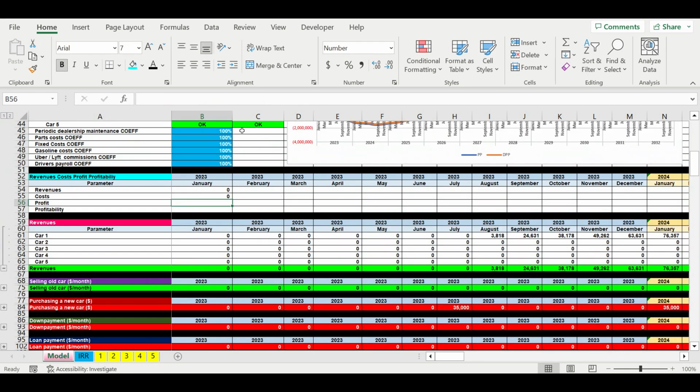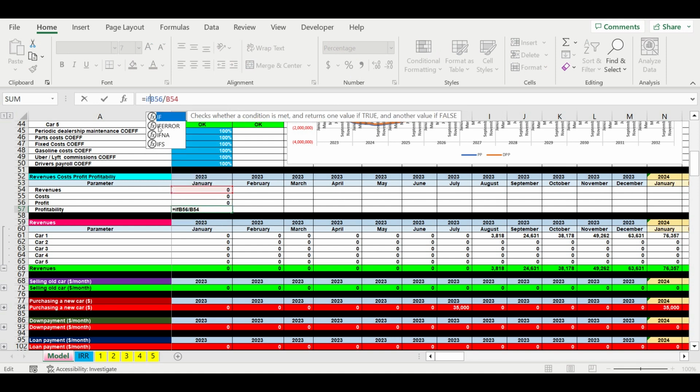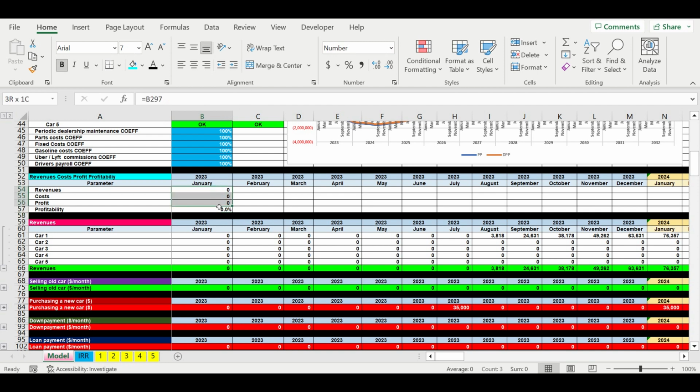Profit will be revenue minus costs, and profitability will be profit divided by the revenues. This will be percentage format. If error, we will put here a 0. And now we can extrapolate these formulas.